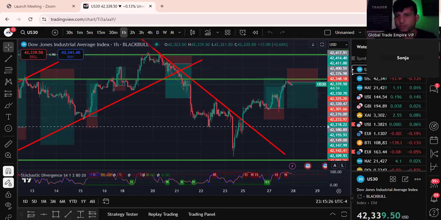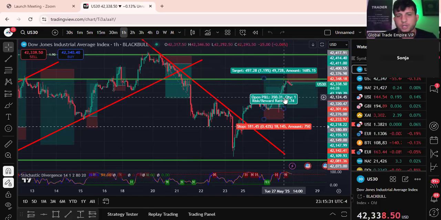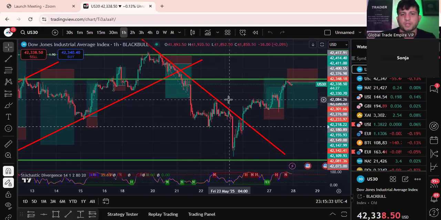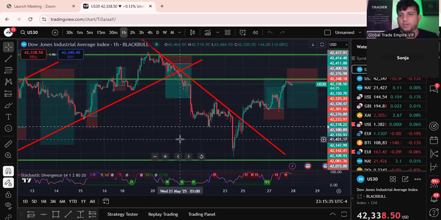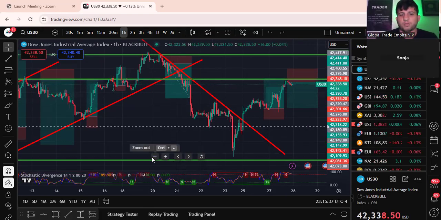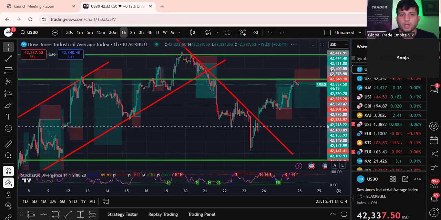So we'll start. We'll go over pretty much all the trades I took earlier and my strategy. You can see my screen pretty good here, correctly. Okay, so we'll start on US 30.